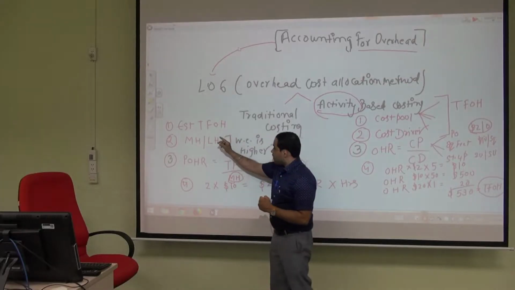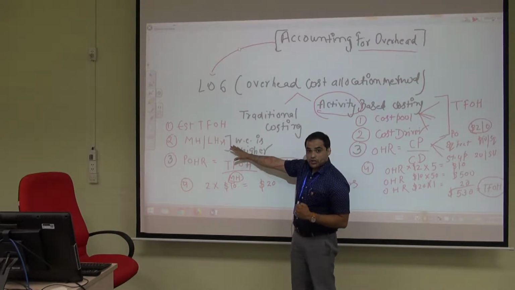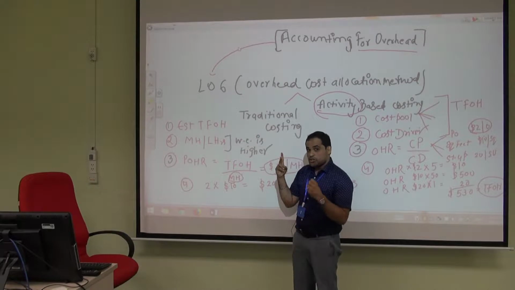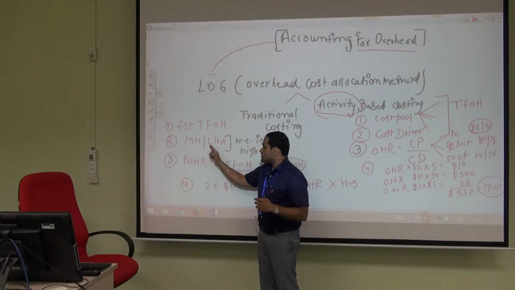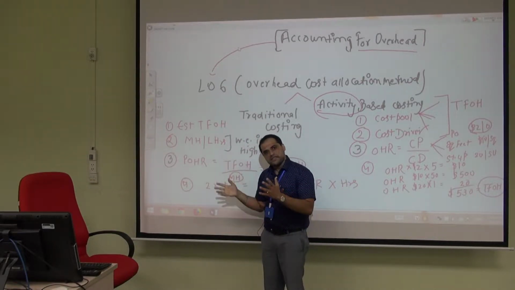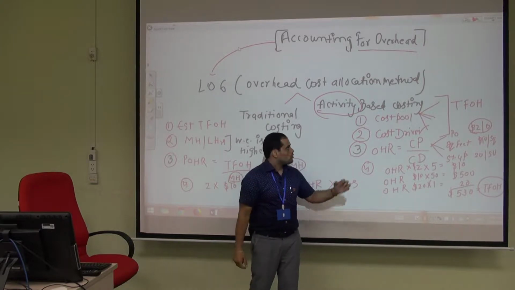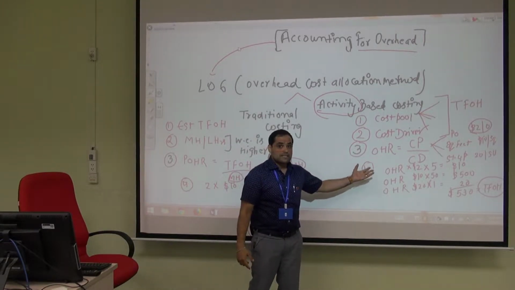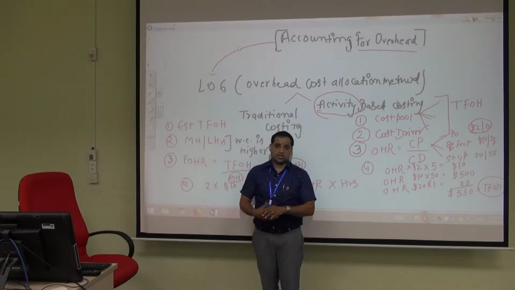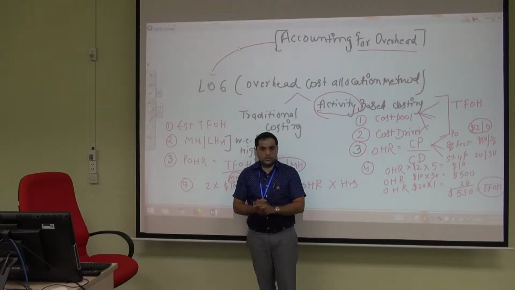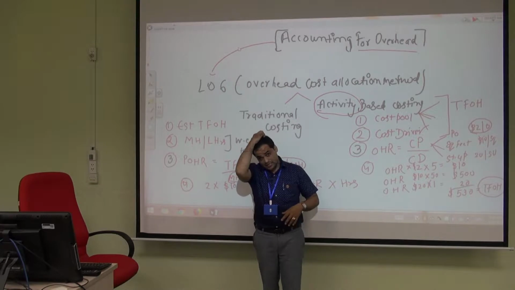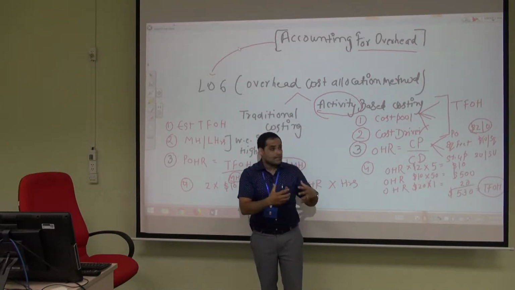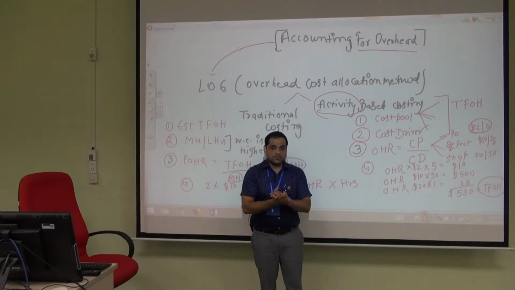But compared to the traditional costing, you can see that in traditional costing we cover only two drivers, machine hours and/or labor hours, whichever is higher. So activity-based costing is providing more accurate results in comparison to the traditional costing. Of course, activity-based costing is more accurate, but it doesn't mean that we always apply activity-based costing.